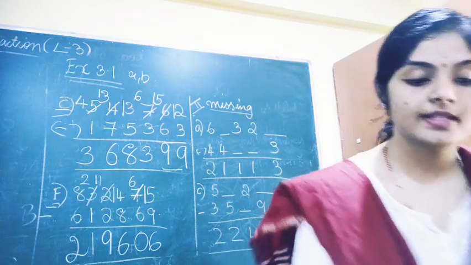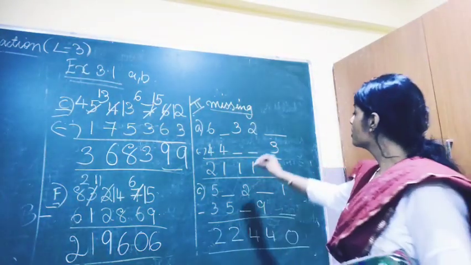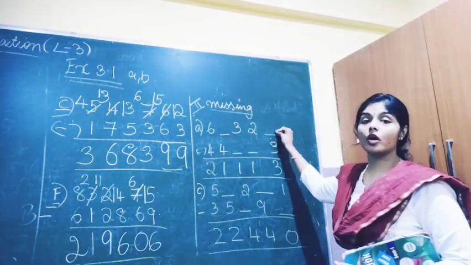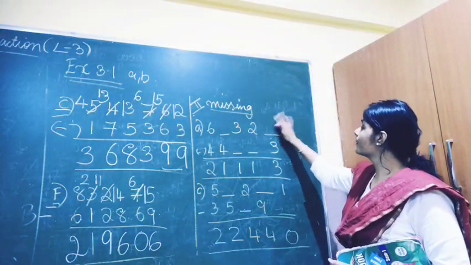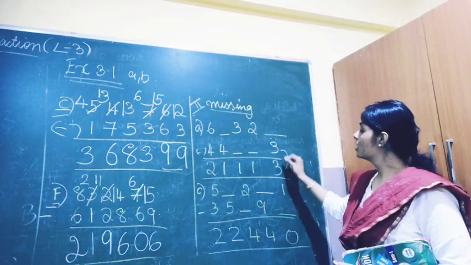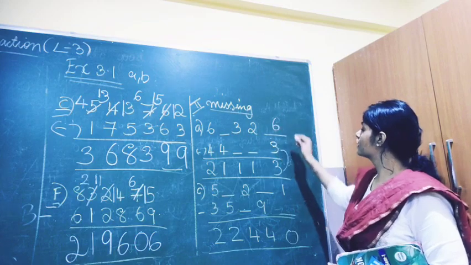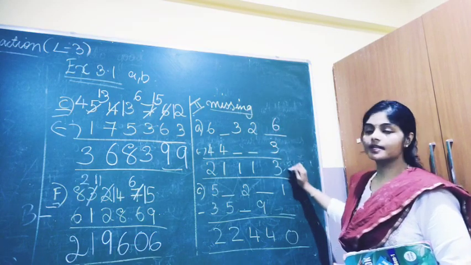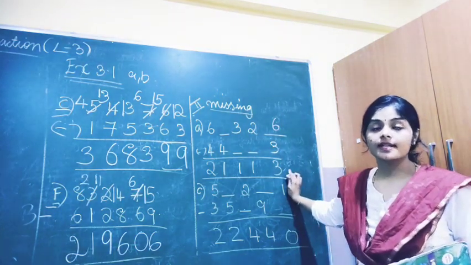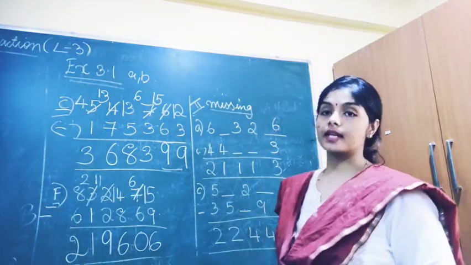Got it? First one, you have something missing here. What is it? Your subtrahend. If subtrahend is missing, you should add both. So 3 plus 3 is 6. Got it? So 6 minus 3 is 3, no? Correct, no children? 6 minus 3 is 3.